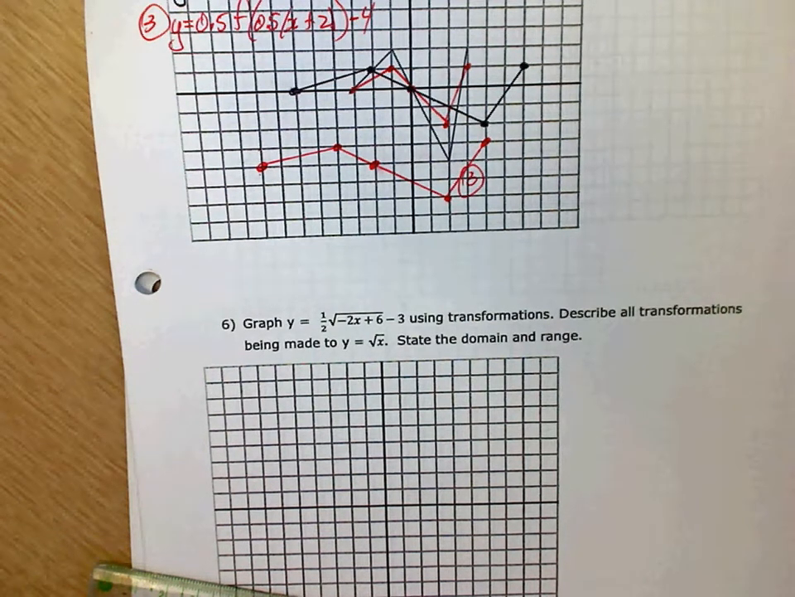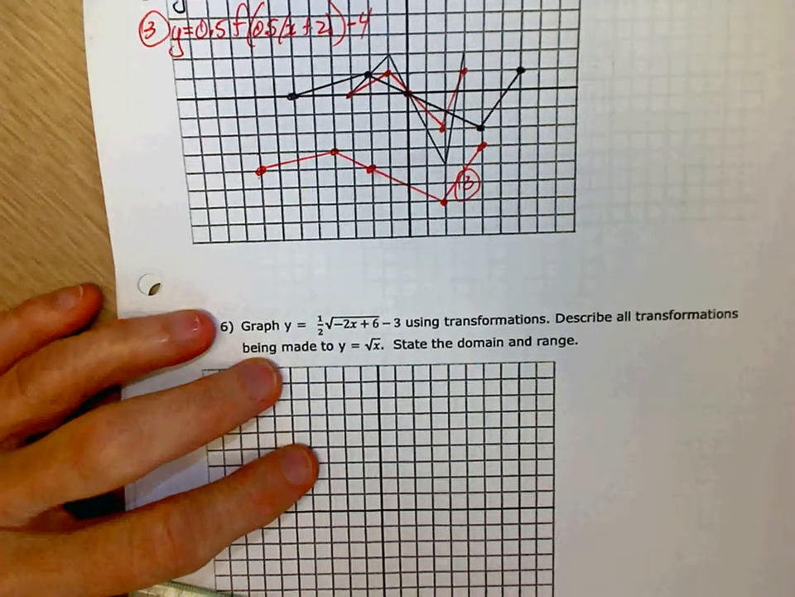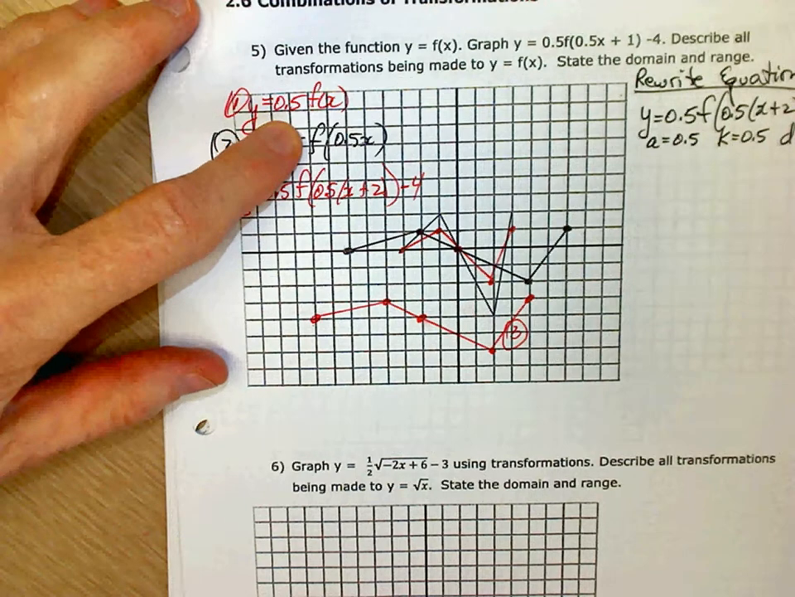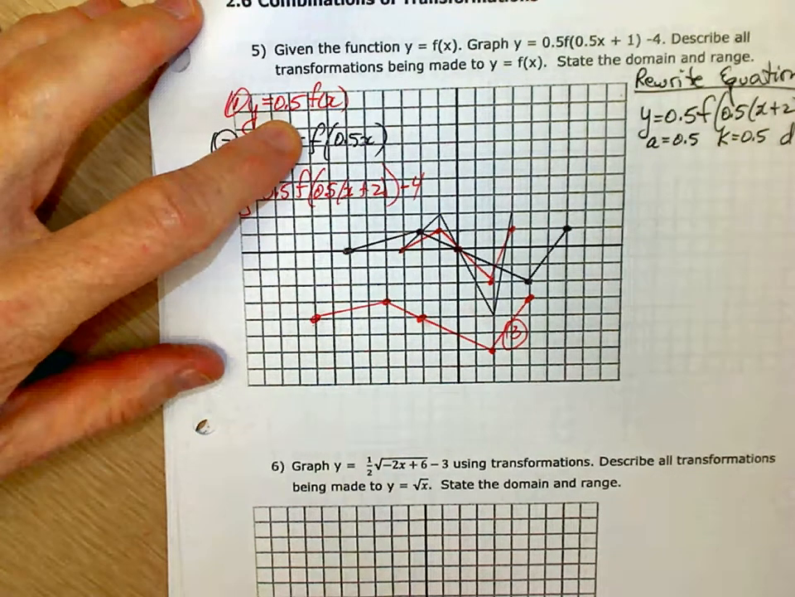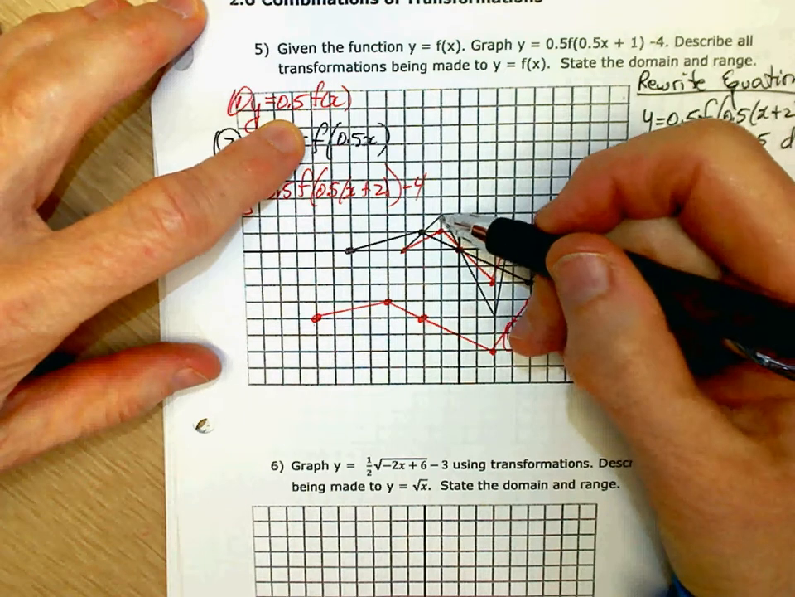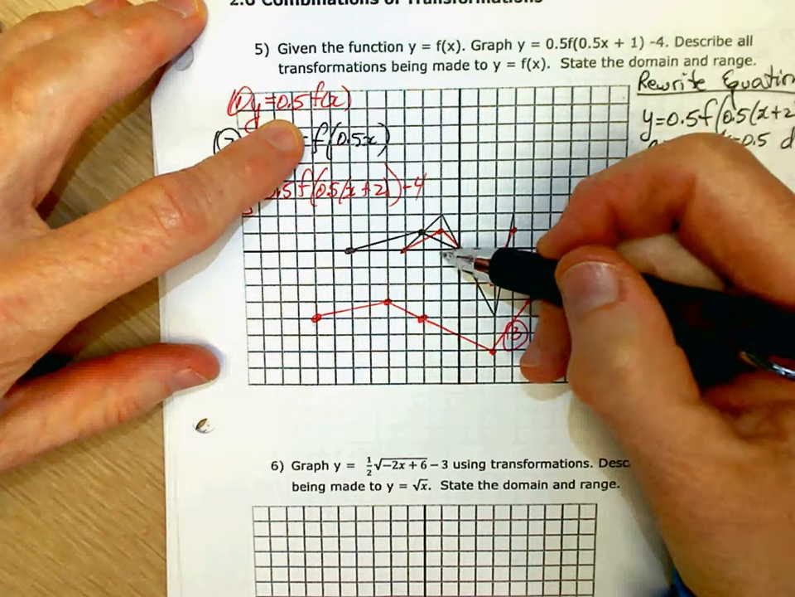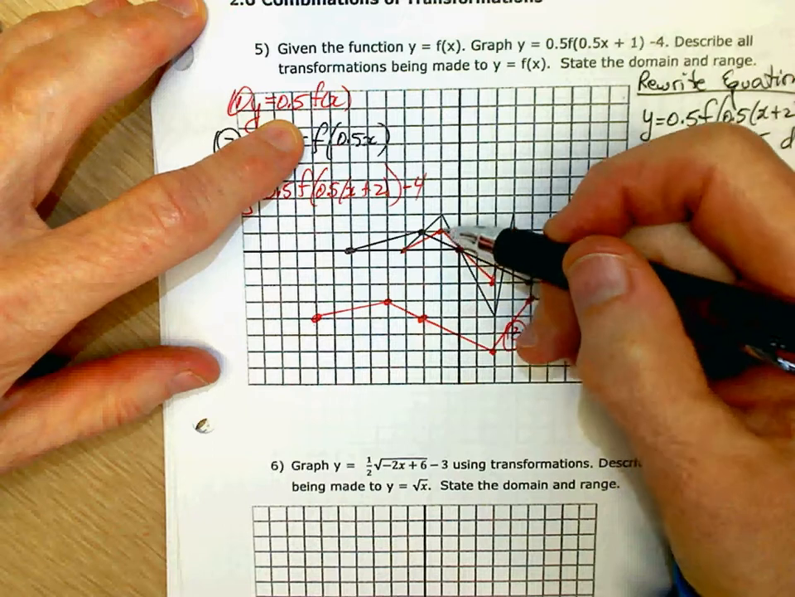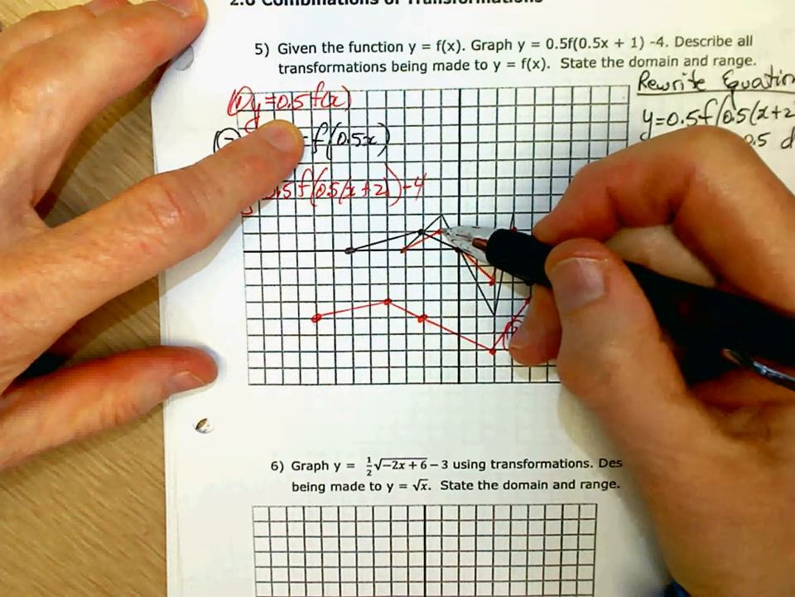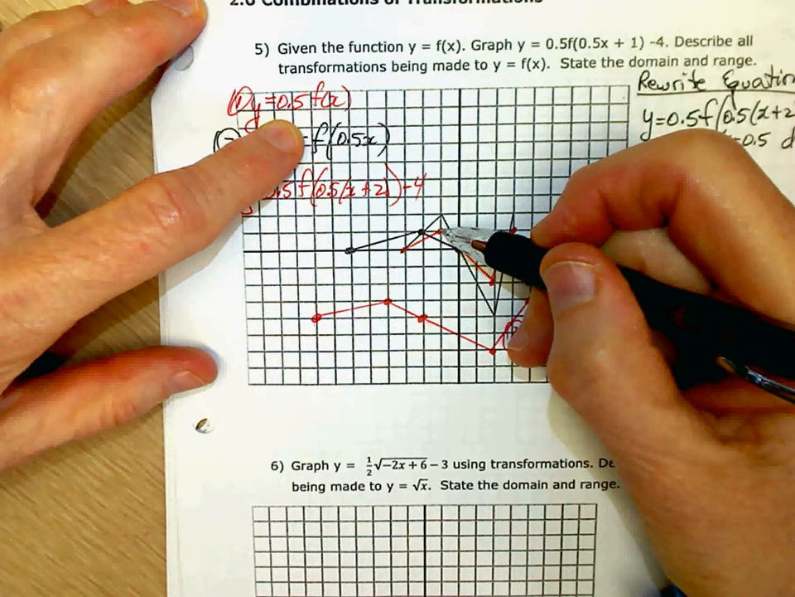How do you do 1? Step 1. Step 1 was a vertical compression by a factor of 2. So my original was here. Notice this applies to the y values. The x values don't change. So y here is 2. 0.5 times 2 is 1. Here the y value is 4. 0.5 times 4 is 2.